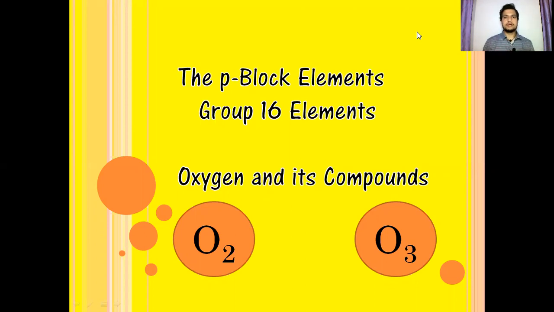So let us go ahead with, first, the two allotropic forms of oxygen, that is dioxygen and trioxygen, which is commonly known as ozone. And then we'll try to understand the oxides in detail. So first, let us start with dioxygen.